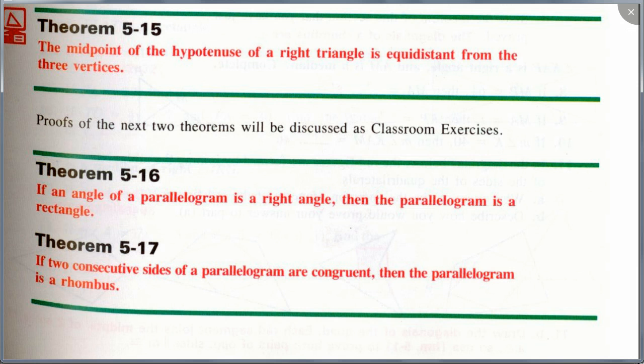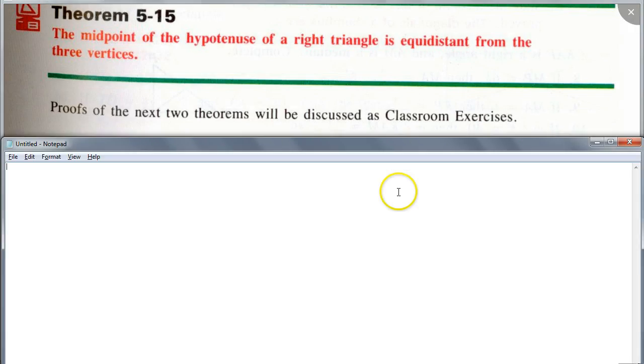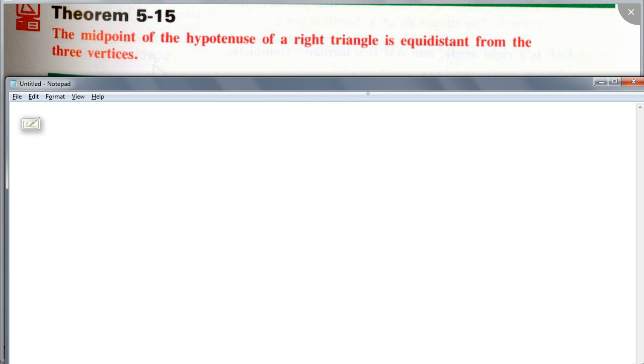Now let's look at this theorem. The midpoint of the hypotenuse of a right triangle is equidistant from the three vertices. What is this describing? The midpoint of the hypotenuse of a right triangle is equidistant from the three vertices. Anybody see what this is describing? Does one person see it? Okay, I'll give you time to write. What is this describing? Okay, I'll wait.